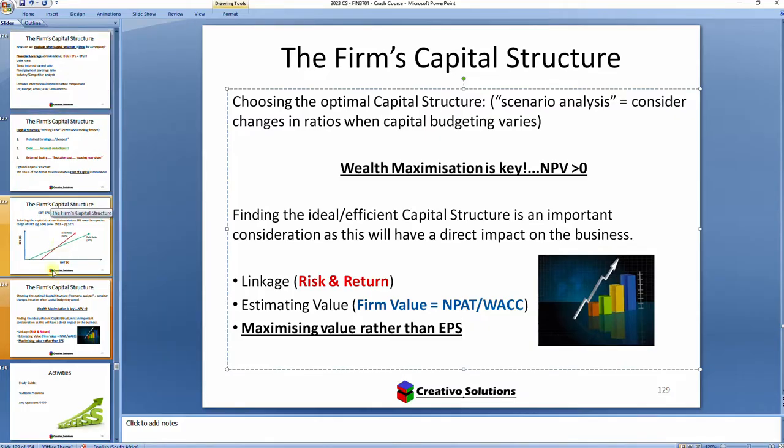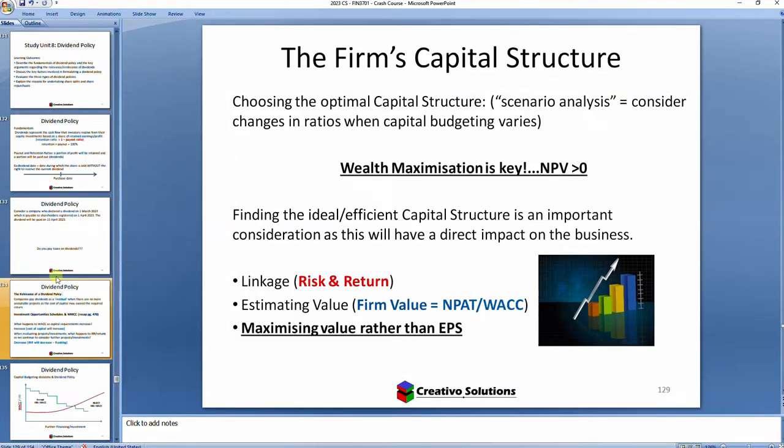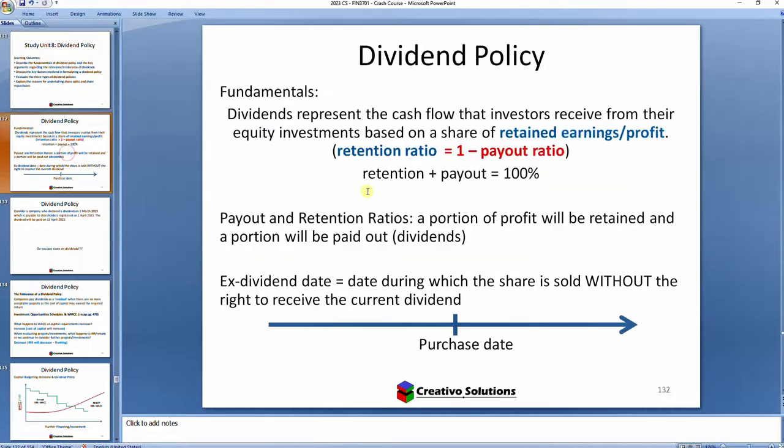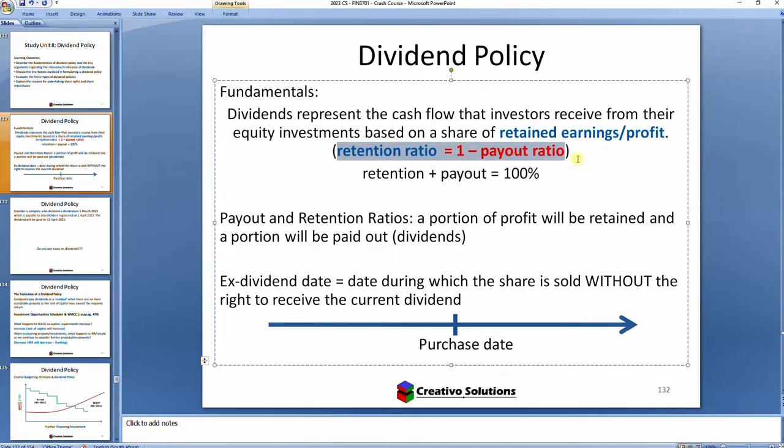It's literally pure theory. Right, then we've got dividend policy, also all theory. Okay, there's no calculations here. Okay, leasing is the last bit. Okay, so you've got quite a few theory chapters here. Study Unit 8, dividend policy. Just a note here, when looking at dividend policy, you've got two important things to remember, and I've written them down here. Retention and payout.